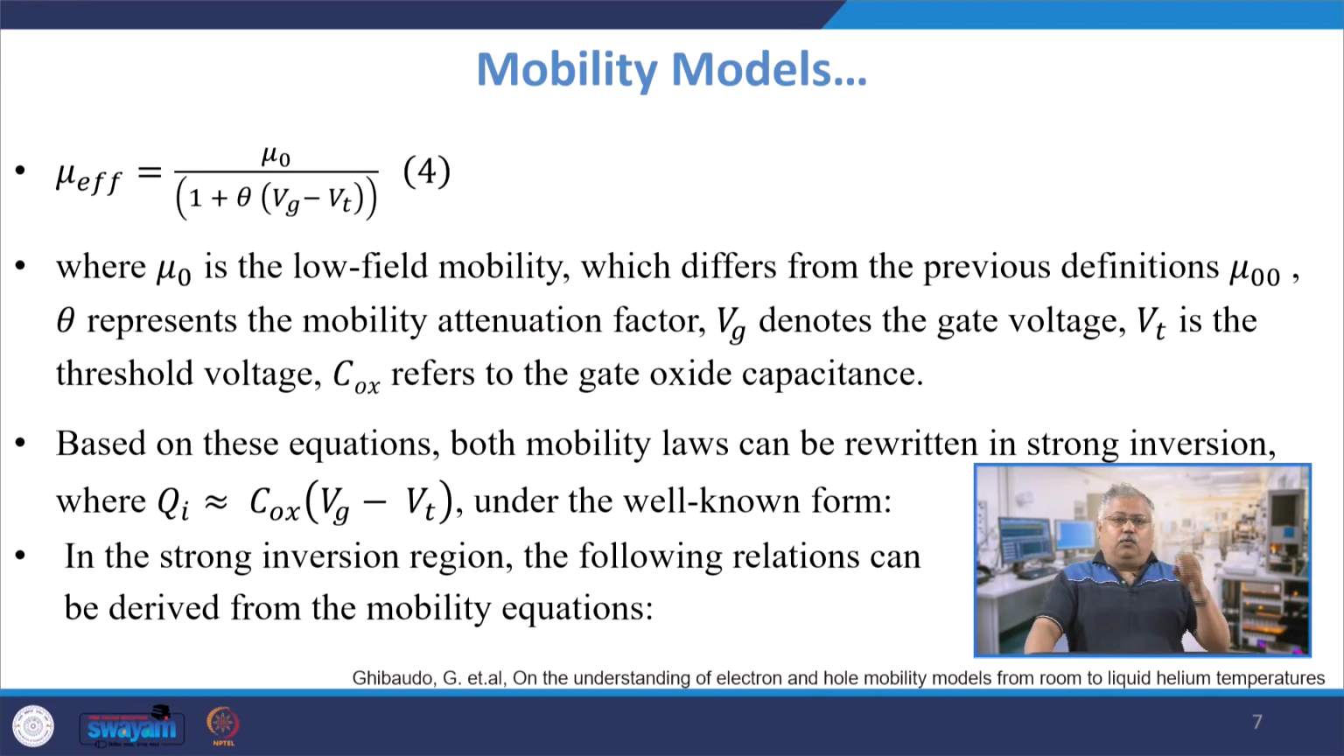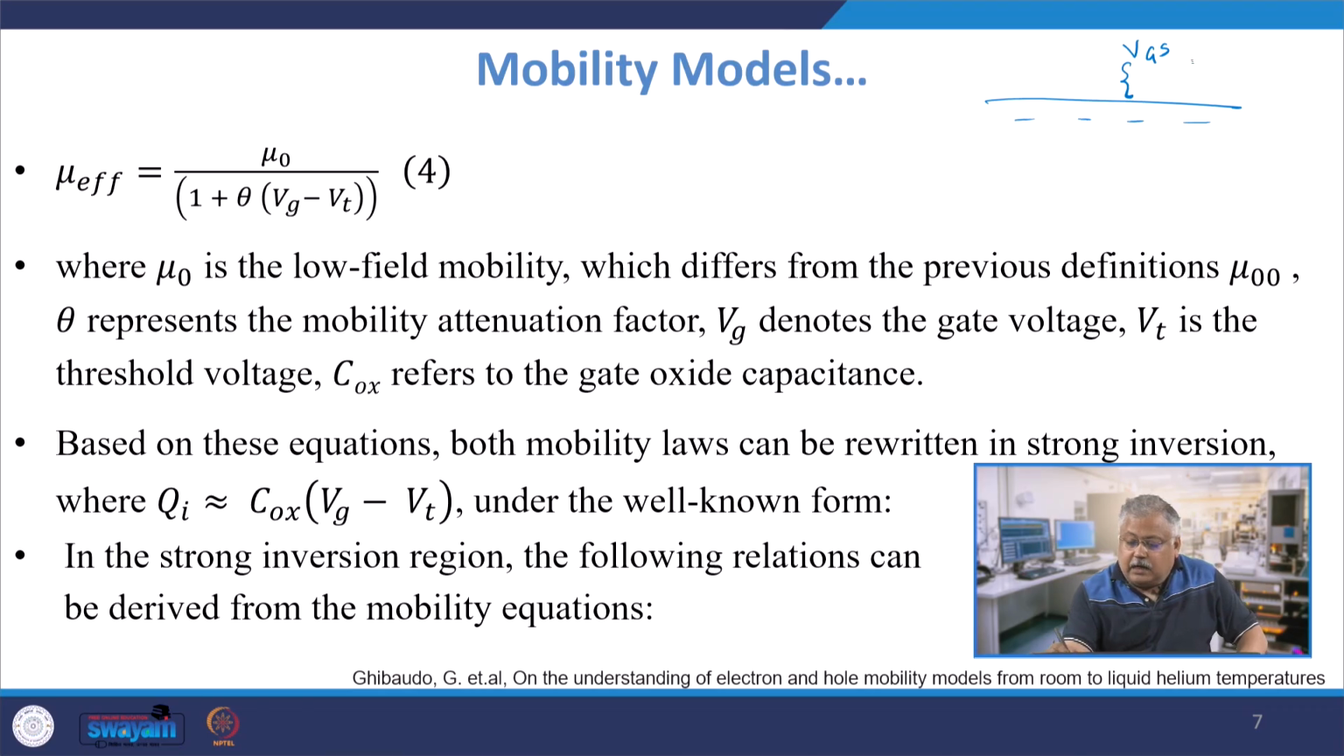There is another way of looking at it. Now, you see, when you apply a gate voltage, out of the gate voltage, some of it is actually utilized to invert the channel, and that is referred to as the threshold voltage. So, therefore, the effective voltage seen at the silicon dioxide interface is actually Vg minus Vt.